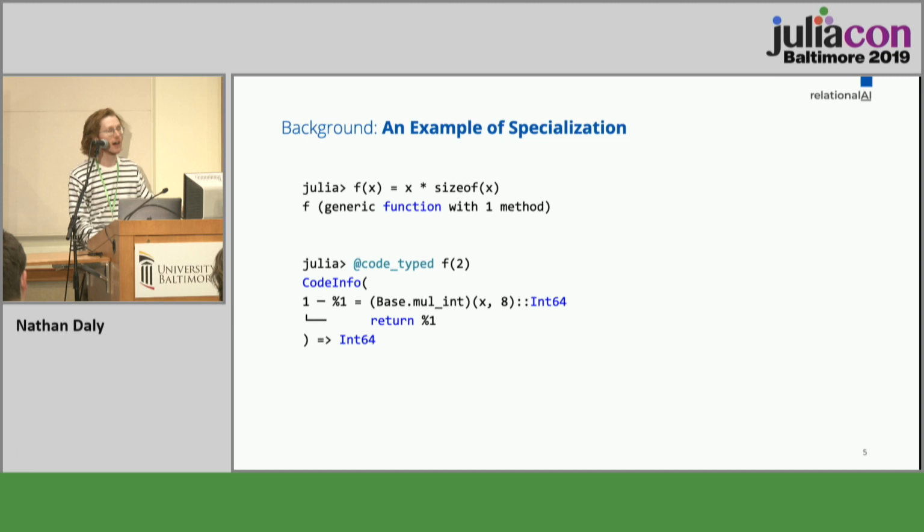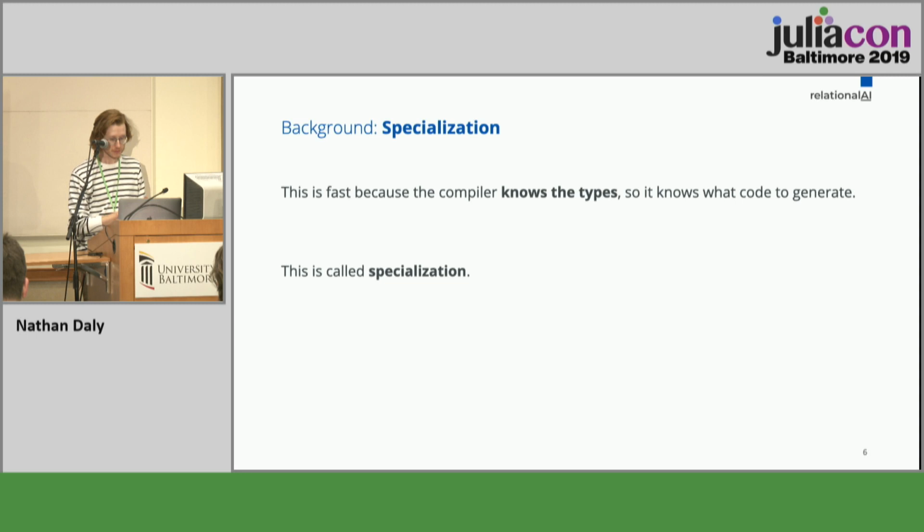And in many languages, you might expect this kind of dynamic reflection to be expensive because you have to interrogate the input and ask what is your type and what's the size of your type. But in Julia's case, because we specialize, we generate a specific method instance for every method invoked with new concrete types, we're able to compile this all into a single instruction. So that's specialization. It's fast because we know the types, so we know what code we should generate.